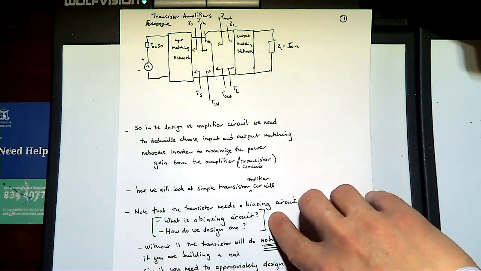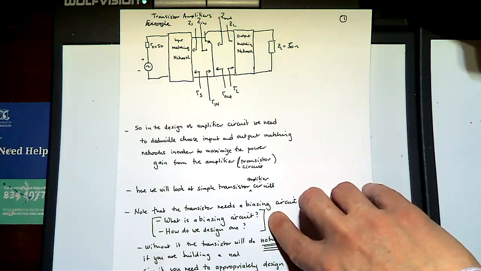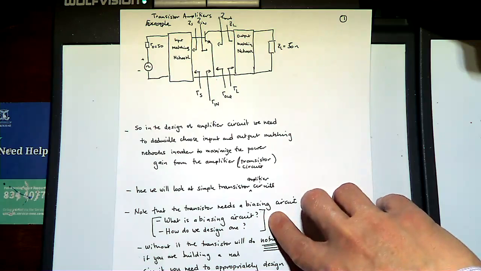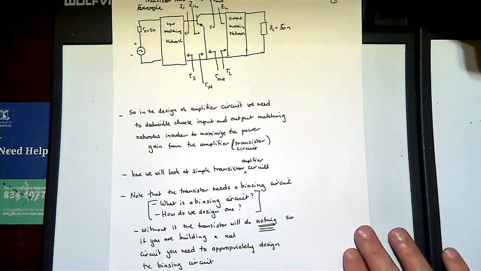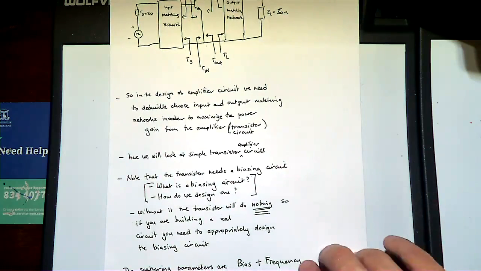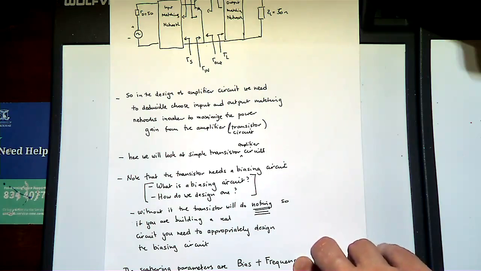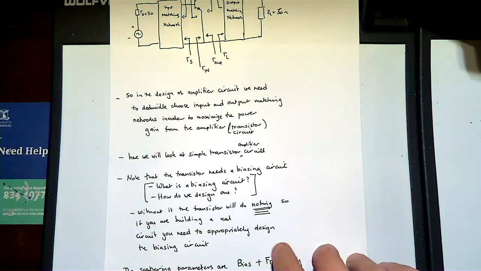Just to emphasize, because I think this is important: in order to get this transistor to operate as an amplifier, you need to bias it. There's going to be a lot of questions on how you design one. But the important thing I want you to learn here is that if you've got a transistor and you bias it, in order to design an amplifier using the techniques I'm about to show you, you need to have these scattering parameters.